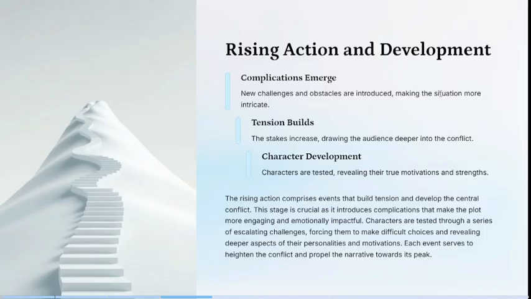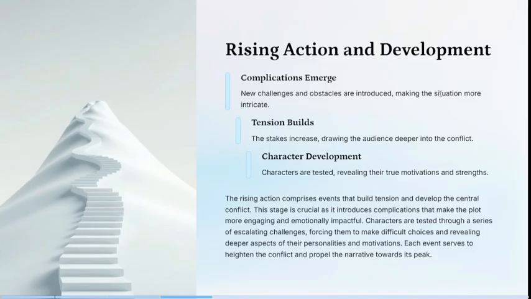So basically, the rising action has to do with how complications emerge, like how new challenges and obstacles are introduced, making the situation more intricate, and also the tension builds, that is, the stakes increase, drawing the audience deeper into the conflict. Then the character development, where the characters are tested in order to reveal their true motivations and strengths.